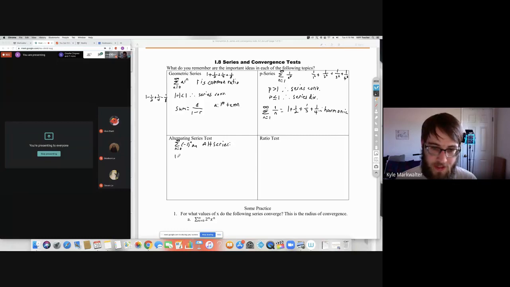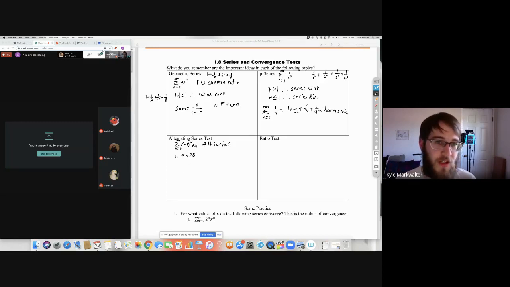There are 3 things to check to use the alternating series test. One, whatever that a sub n is, the stuff that's not -1 to the n. Think about -1 to the n: when n is 0, -1 to the 0 is positive, -1 to the 1 is negative, -1 squared is positive, -1 cubed is negative. That gives us the alternating part. This other part of the series has to always be positive.